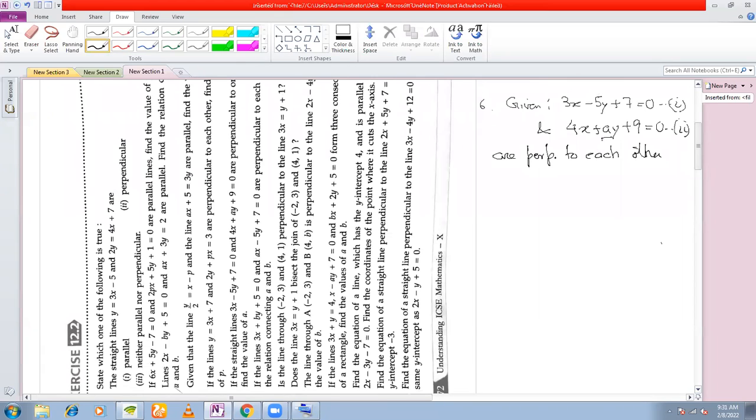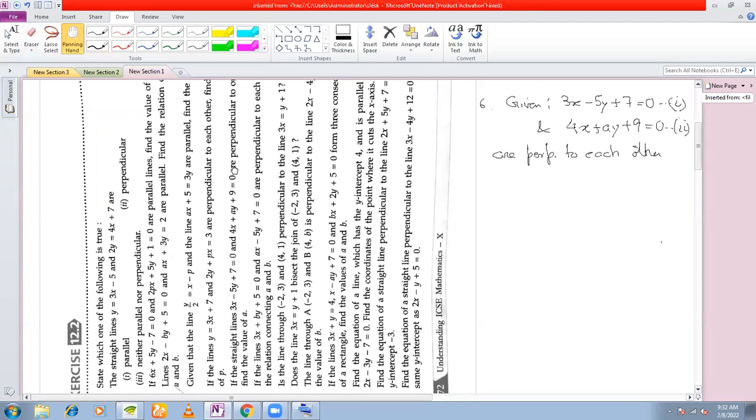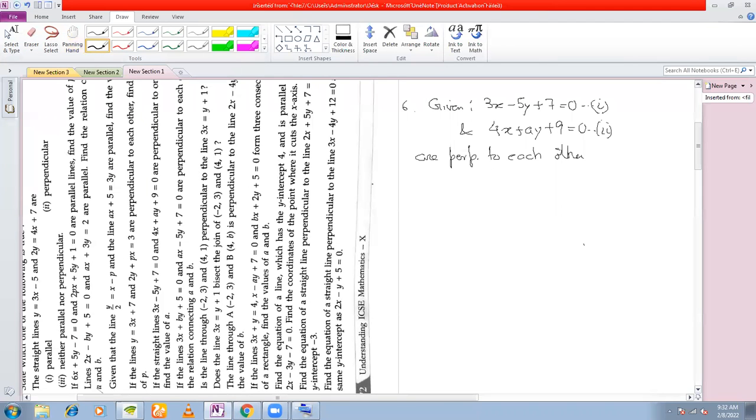So you need to find the value of the unknown. Now this is exactly like the question we did just now, except that in that question the lines were parallel. Here it is given that the lines are perpendicular. So we'll proceed exactly in the same manner. We are going to find out the slope of the two straight lines.